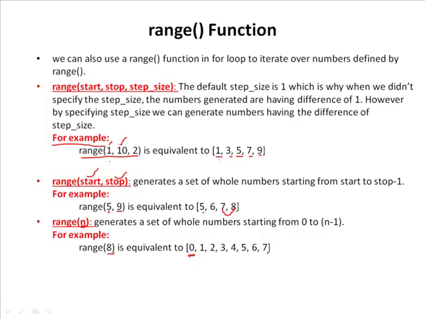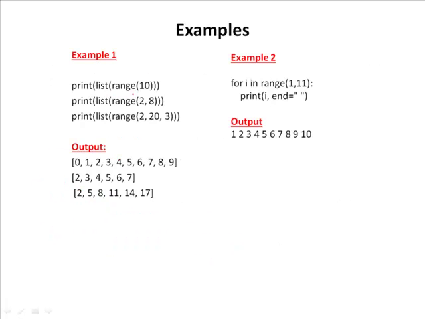Okay, now we'll see an example. See this example 1. So here this print statement is to display the range of 10. Here this range function has only one single parameter, that is the stop value. So by default the sequence starts from 0 and the step size is 1. Here this list function is used to convert the sequence into list type. See here when I execute the code, this will be the output.